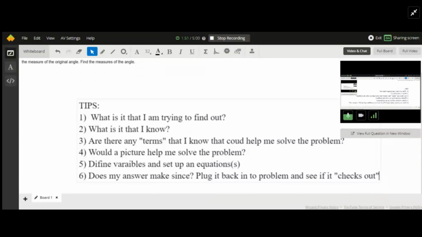So tip number 1, what is it I am trying to find out? What is it that I know? Are there any terms that I know that could help me solve the problem? Excuse the spelling there, a typo. Would a picture help me solve the problem? And then I have, define the variables. Define, another typo. And then, of course, the old classic, does my answer make sense? And this is a problem where you can plug it back in and check your answer, which is pretty cool.